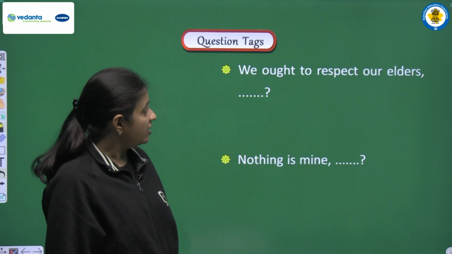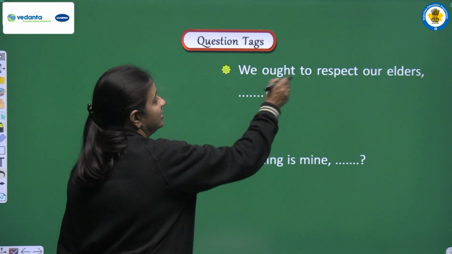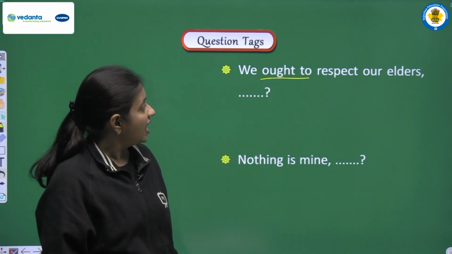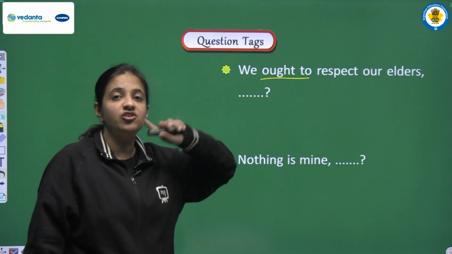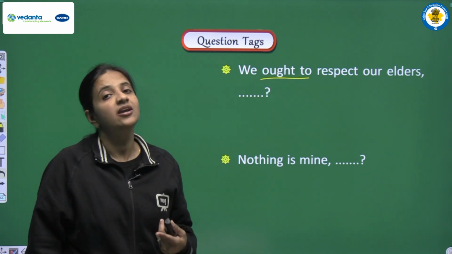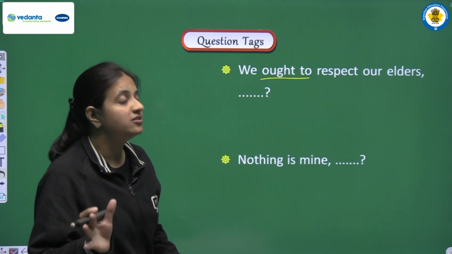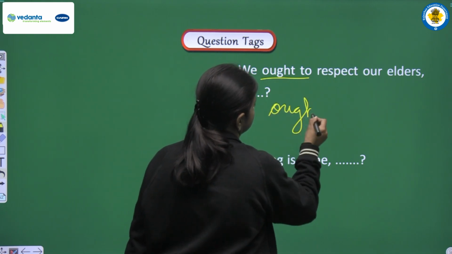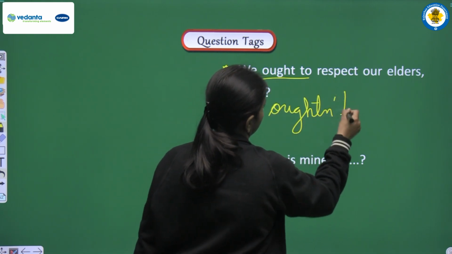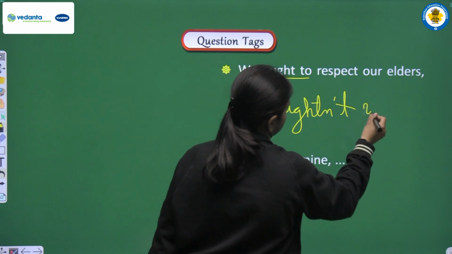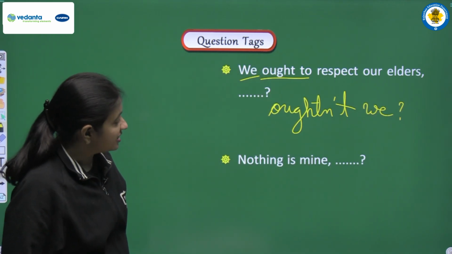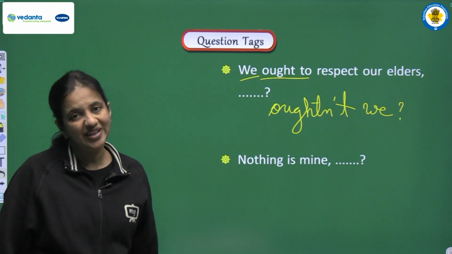Next is "We ought to respect our elders." Again "ought to" is one of the modal auxiliaries, and we are having a positive statement, so the question tag will be negative. We have to write ought plus not, that is oughtn't, and "we". So the complete sentence is "We ought to respect our elders, oughtn't we?"